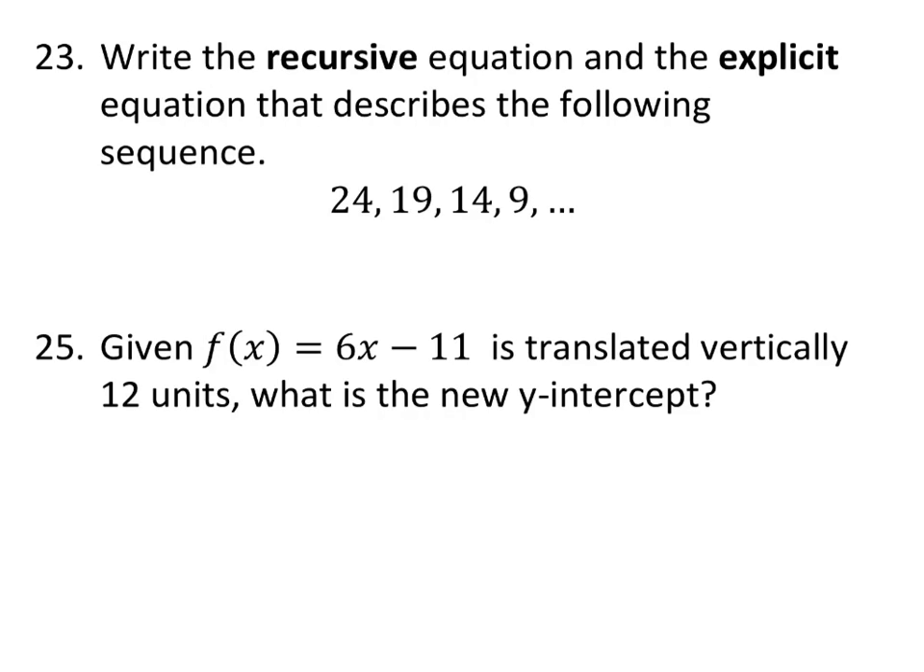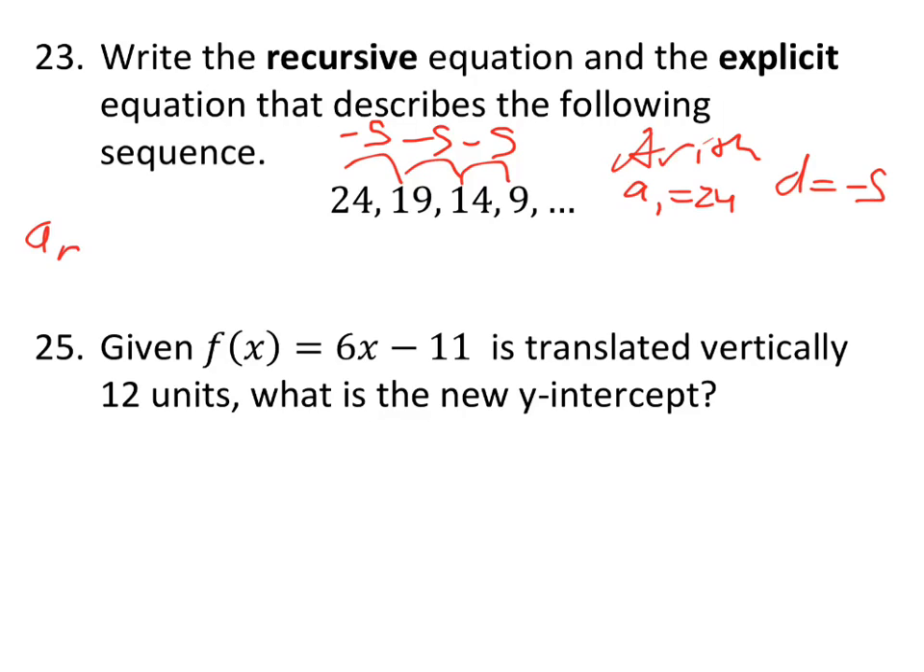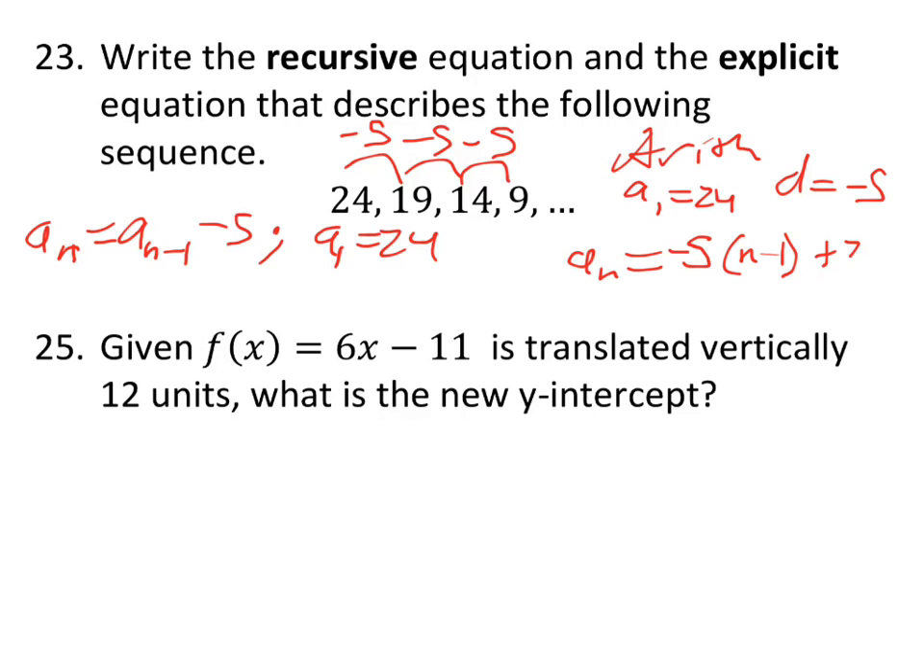23, write a recursive equation and the explicit equation to describe the following sequence. This looks like a pattern of subtracting 5 each time, which makes it arithmetic. It has a common difference of negative 5 and an initial value of 24. So if you want the recursive one, every term is equal to the previous one minus 5. And along with that, you have to say it starts at 24. If you want the explicit one, every term is equal to negative 5 times n minus 1, and then plus 24. And that one's done.